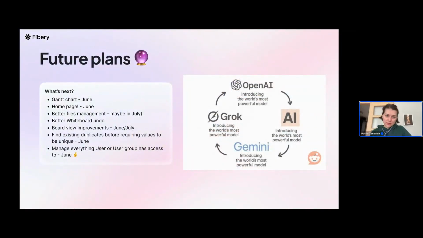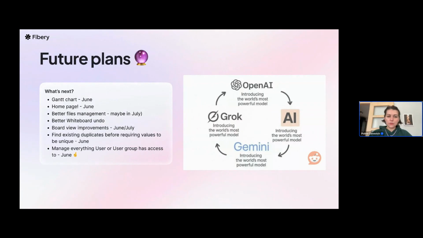What are future plans? Gantt chart. I'm feeling bad because I'm promising it for the third month in a row, but finally I saw that almost everything is fixed, and I was promised that it will be delivered in June. So keeping fingers crossed. Homepage, also in June, we sent some pre-release ideas. We have a few bugs to fix, and hopefully it will be released pretty soon. Better files management, probably in July, because in June the developer will still be focused on the other application.